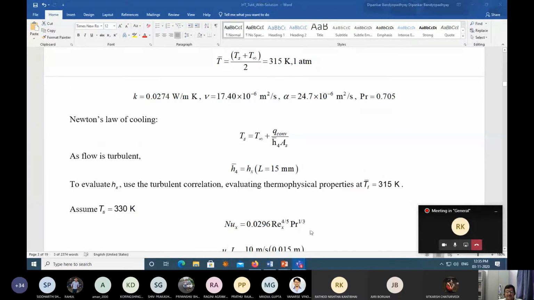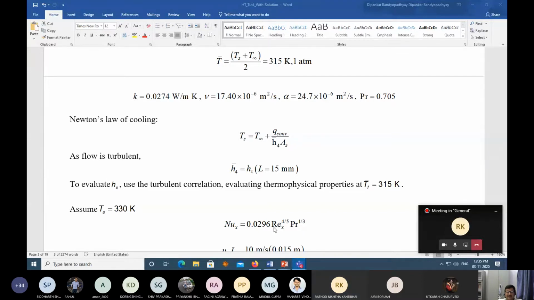I again use the Dittus-Boelter type equation, but remember this is for turbulent flow. This is not for laminar flow. Earlier we were using it for laminar flow convection, correct? Nusselt number equal to 0.0296 Reynolds number to the power 4/5 Prandtl number. Prandtl number is already given, 0.7.